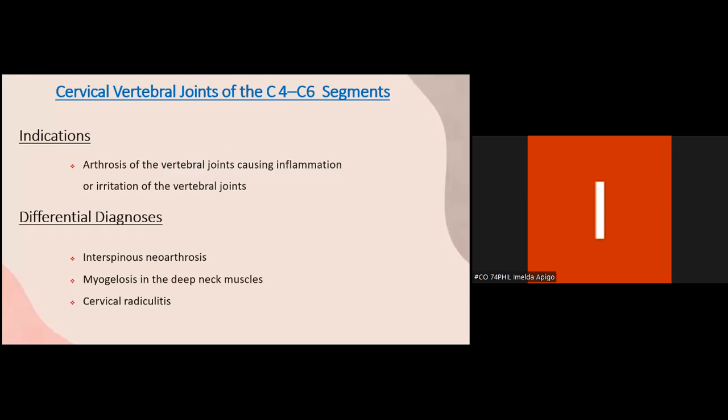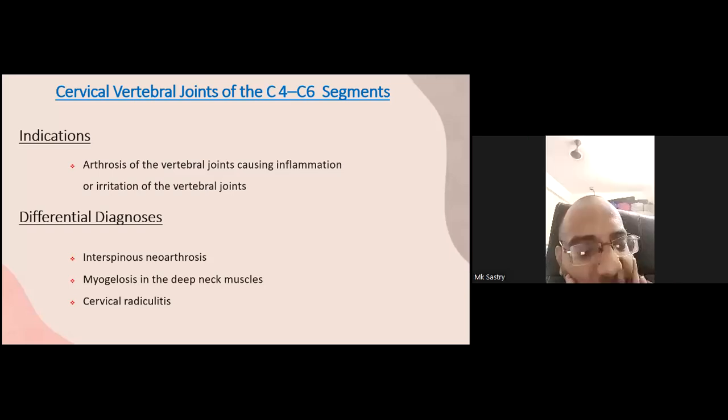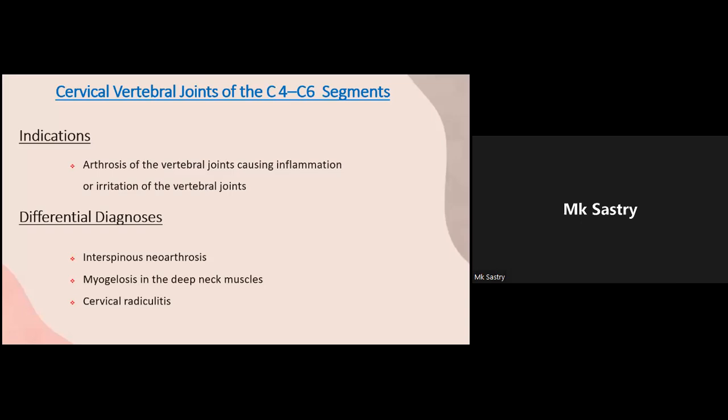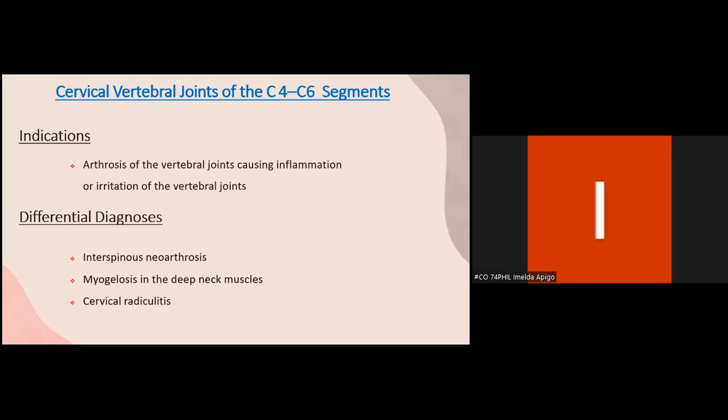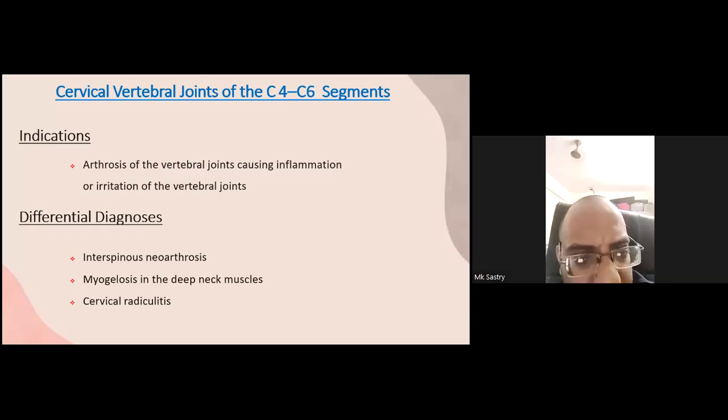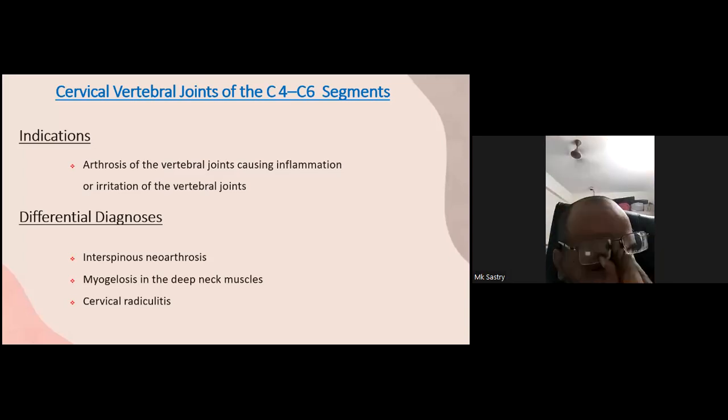Treatment through joints. Arthrosis, that is the arthritis of the spine, causes inflammation and irritation of the vertebral joints. So degenerative changes in the spine cause a lot of pain. Also arthrosis, myositis in the deep neck muscles, and cervical irregularities create this type of pain.